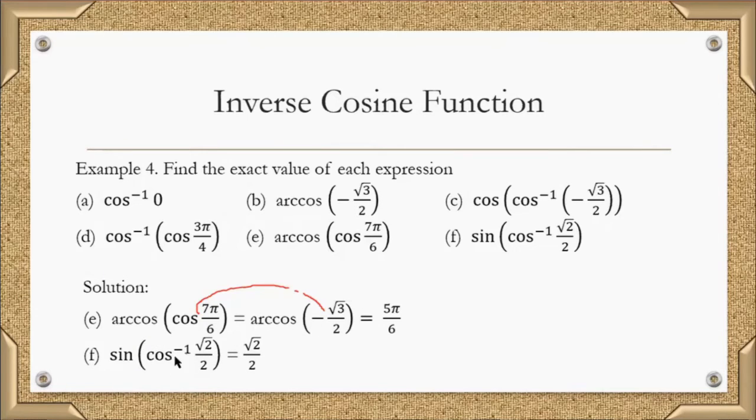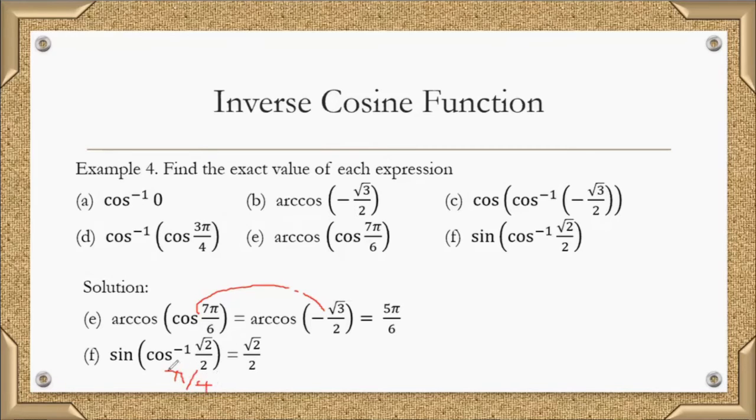Then, last, yung letter F, mapapansin natin dito sa letter F, pinagsama natin yung dalawang function, sine and cosine. Okay, so pag kinuha natin muna ang value ng inverse cosine square root of 2 over 2, that is also pi over 4. Ang value ng inverse ng square root of 2 over 2 ay pi over 4. Sa degree yon ay 45. Ito ay magiging pi over 4.